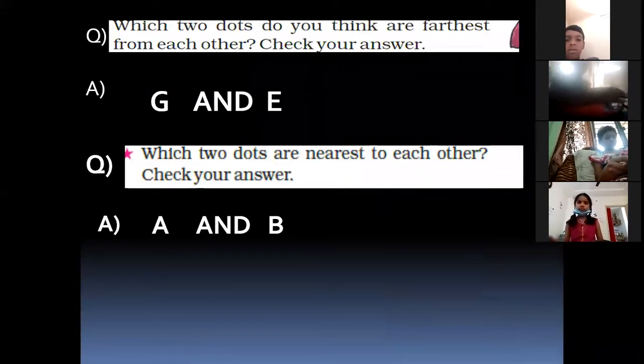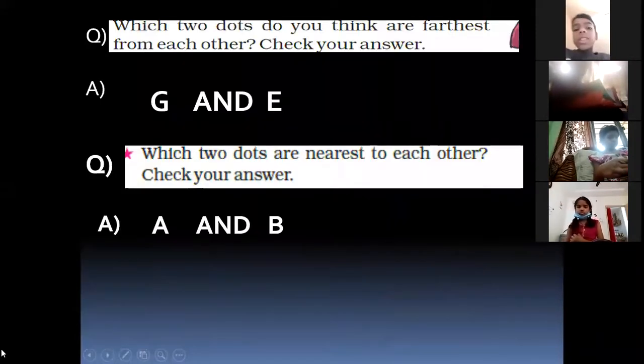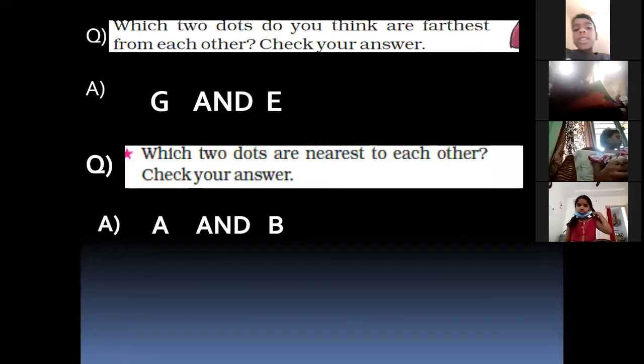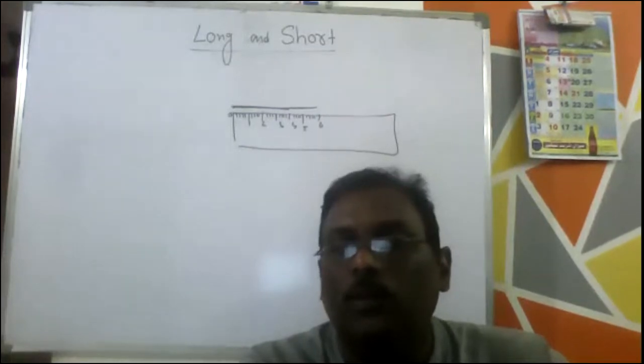Which two dots do you think are the farthest from each other? What is the maximum distance between 2 points? If you can see, 4.6 is the highest distance. So 4.6 is between G and E. That was the answer there. What was the least distance? The least distance is 3 centimeters. So between A and B, we have the least distance. All this is just to explain how we find the distance between 2 points.